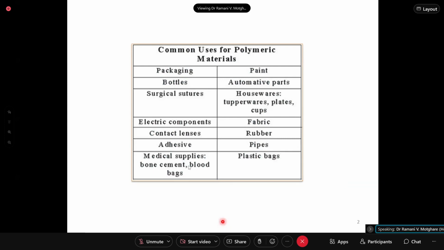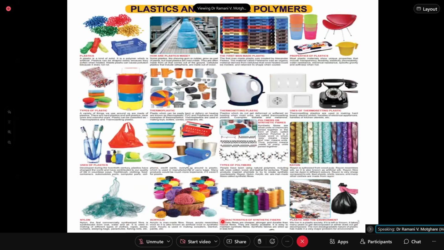So common uses of polymeric material are shown here: packaging bottles, surgical sutures, electric components and contact lenses, adhesives, medical supplies, bone cement, blood bags. They are all made up of polymeric material. Polymeric materials are also used in paints, automotive parts, housewares, Tupperware, plates, cups, fabric, rubber, pipes, plastic bags, and so on. So this shows the utility of polymers.